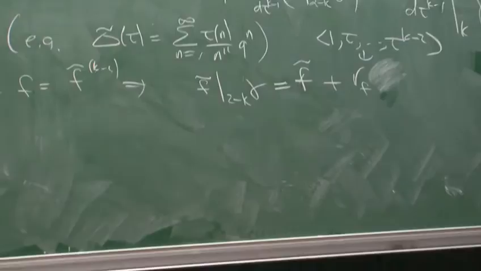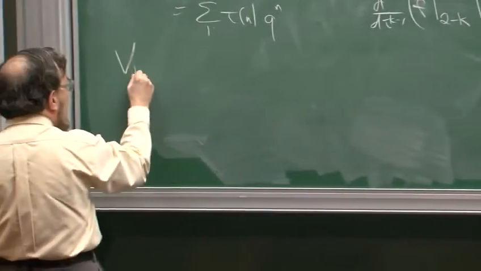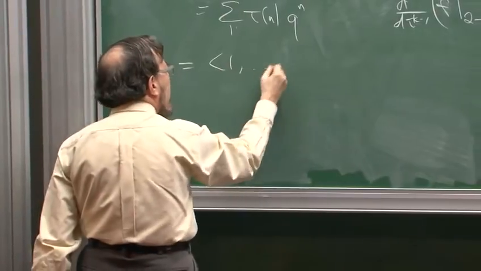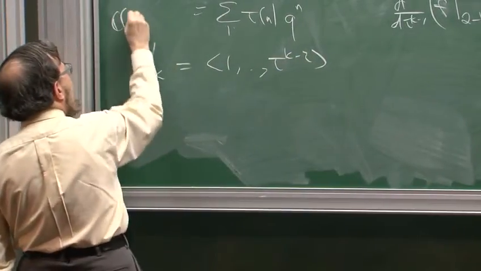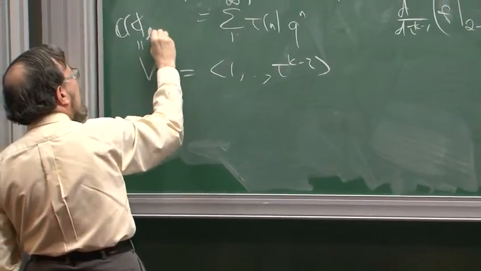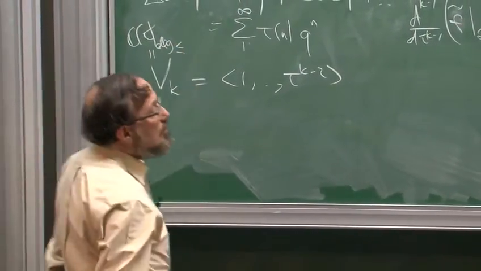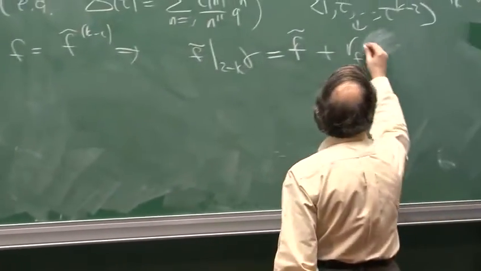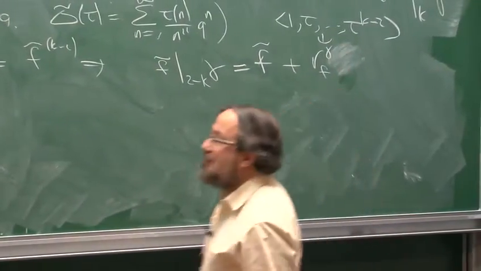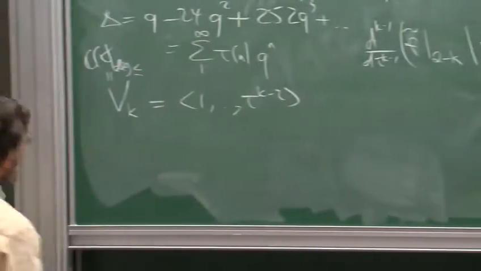OK, so in this way, let me make a notation. Let Vk be the space of polynomials in tau of degree at most k minus 2. R_f depends on gamma, right? R_f depends on gamma. Thank you very much. R_f absolutely depends on gamma. Indeed, it does. It's a cocycle, in fact.